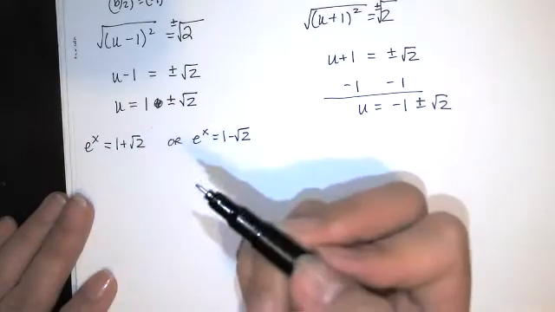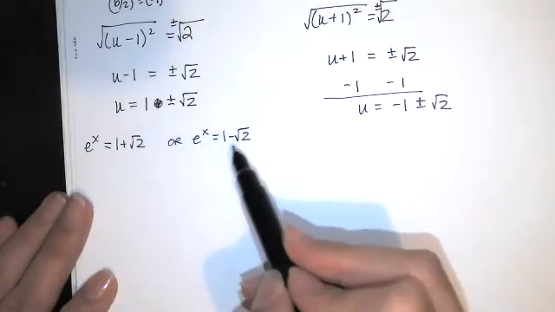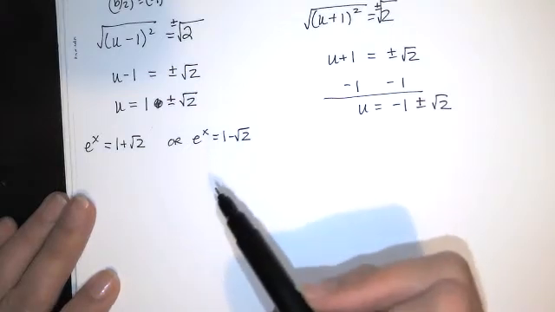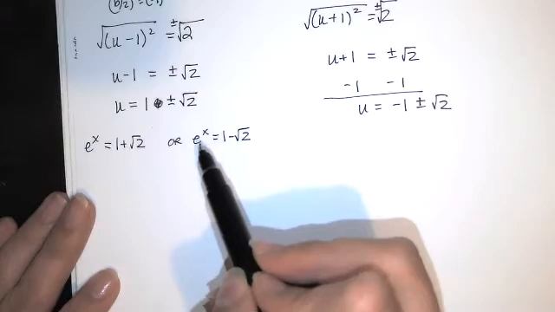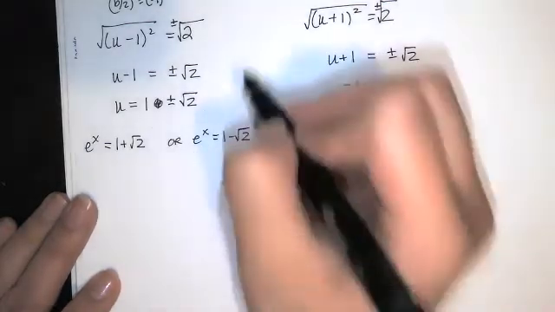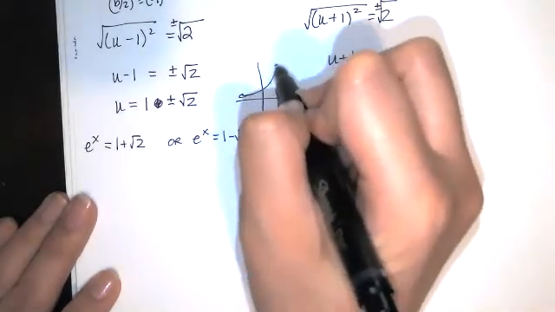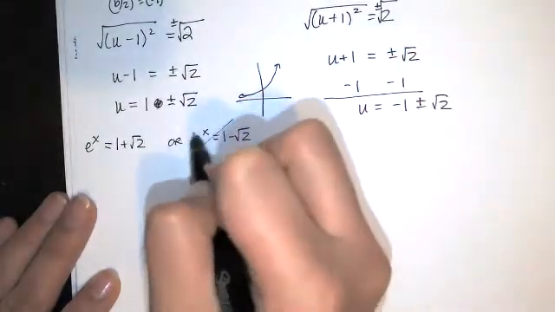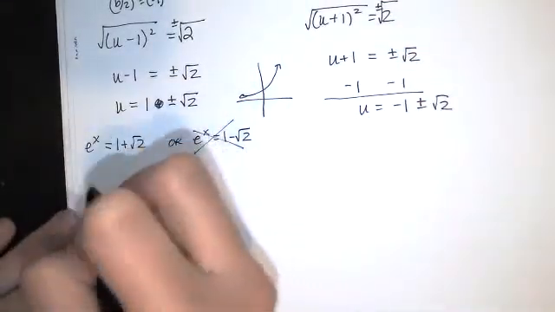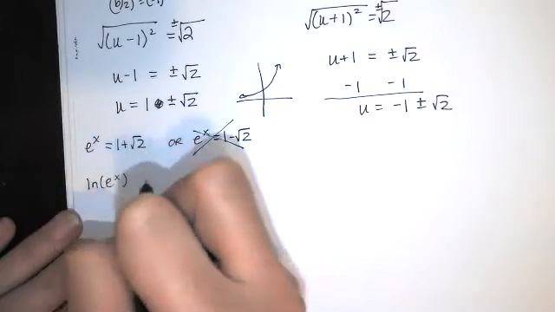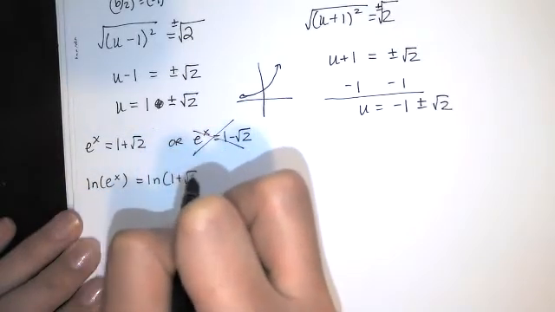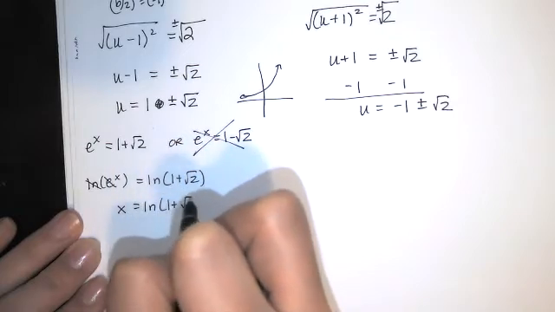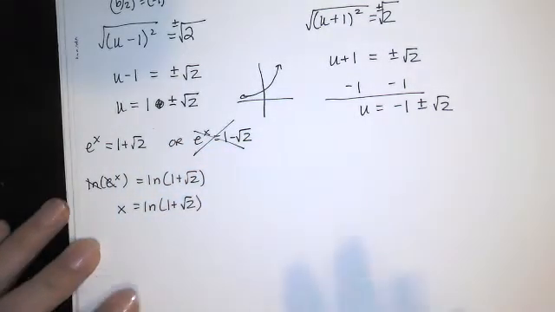Now this one I can solve. This one doesn't work though. That's a 1 minus square root of 2. Square root of 2 is larger than 1, so this is going to be a negative number. And e to the x is never equal to a negative number. Remember what that exponential graph looks like? It looks like that. The y values on the exponential are always positive, so that's not going to happen. To get rid of the e, we take the natural log of both sides. And we get x equals natural log of 1 plus the square root of 2.